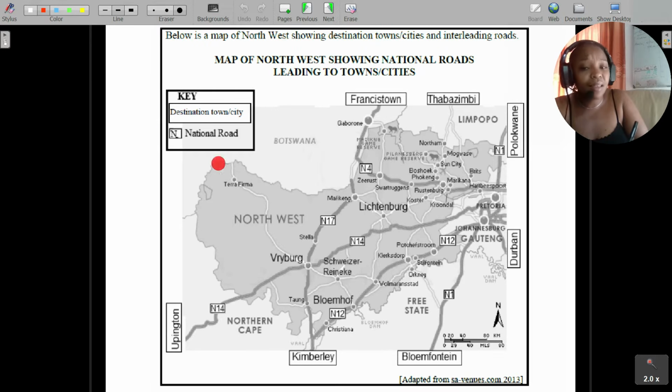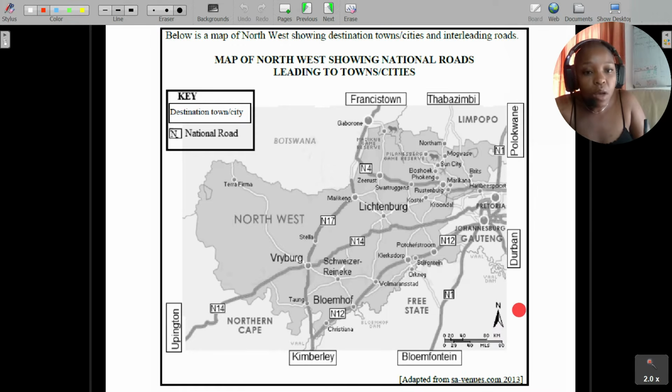We can see that we've got a key there, and a key helps us identify what is meant by certain symbols that are given on this map. When we see that rectangle there on our map, it just means destination, town, or city. When we see that smaller rectangle there with an N, that means that it is a national road. So a key helps us better understand our map because it helps us identify the symbols that are indicated on our map.